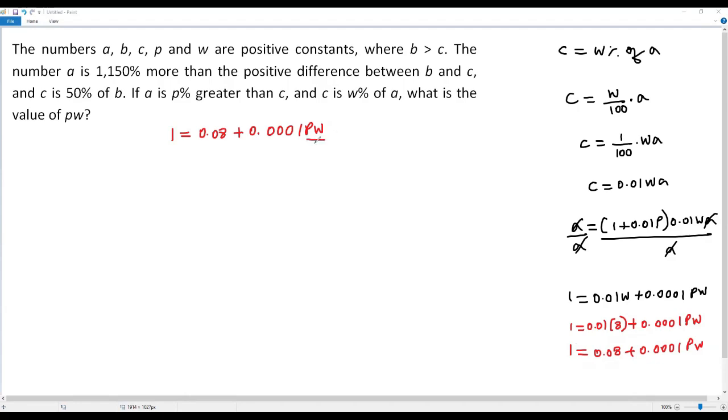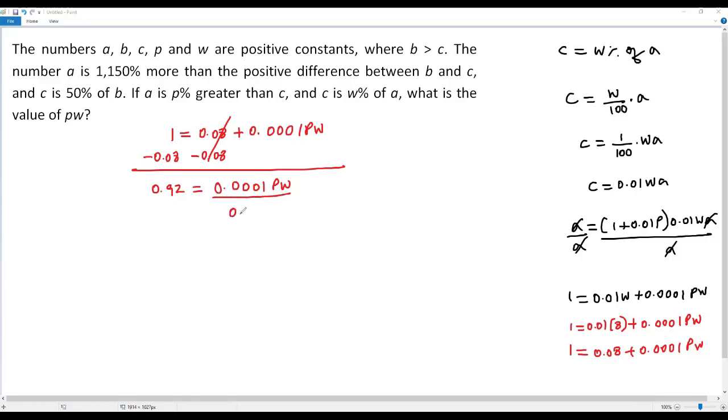As I said earlier, we have to solve for P times W. For that, we have to isolate this one. First let me get rid of the 0.08. For that, we have to subtract 0.08 from both sides of the equation. Then the positive value and negative value will cancel out. When I simplify 1 negative 0.08, I'm getting 0.92. On the right side, we have 0.0001 PW.